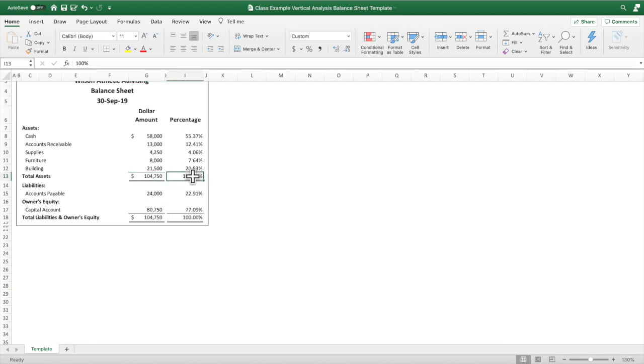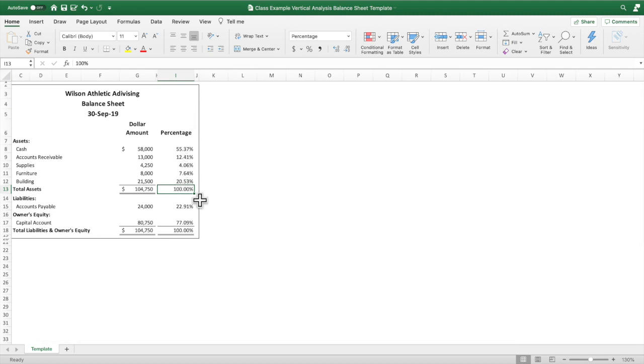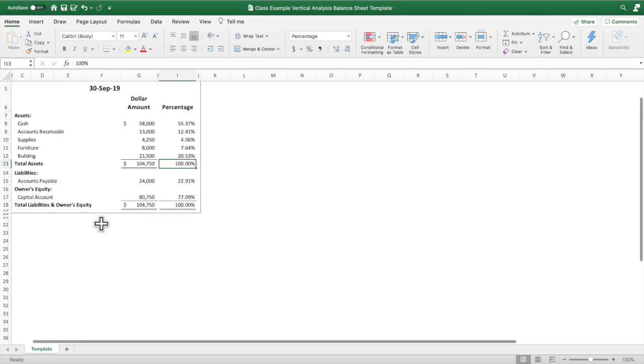When all of these add up, they should equal 100% of your assets, right? But you always want your cash to be the majority of your assets, right? And of course, buildings are going to be a large chunk. Buildings or land are going to be a large chunk of your assets because they're so valuable.